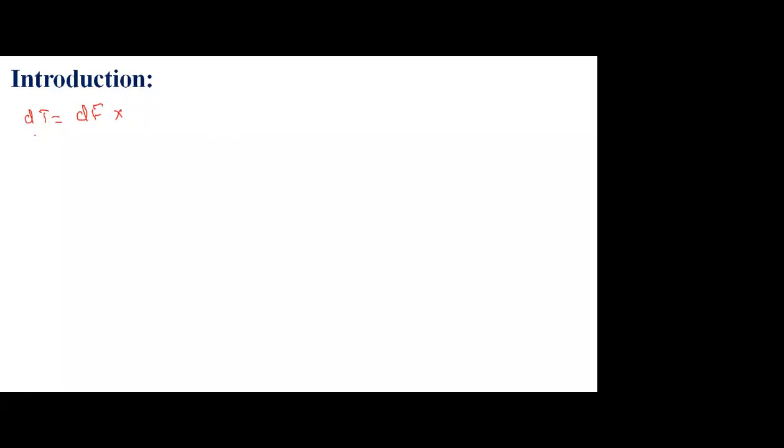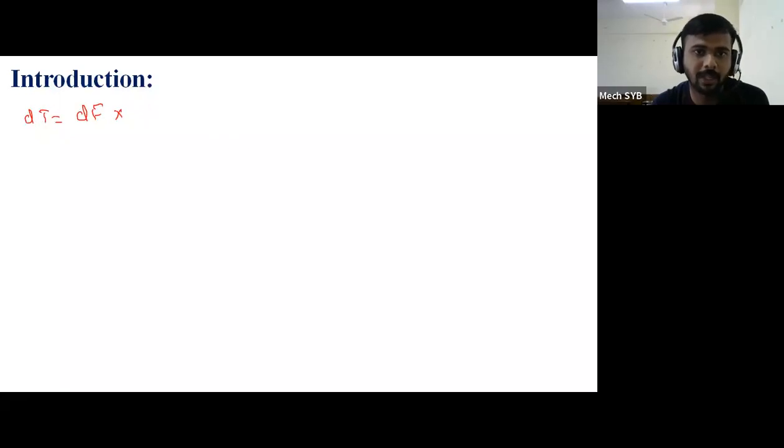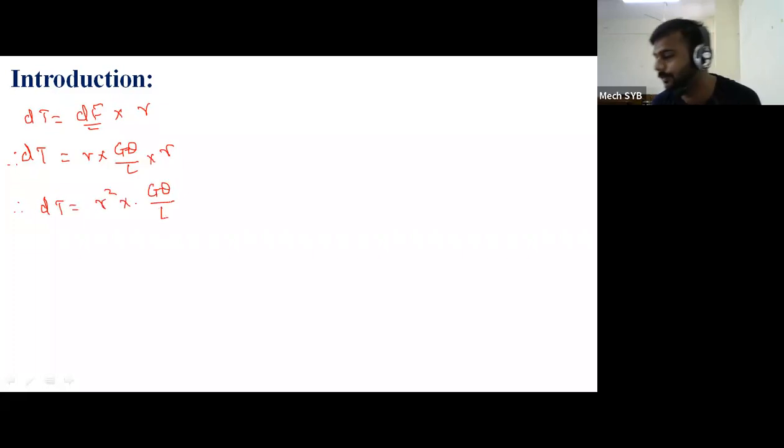Radius, correct. Therefore, force into perpendicular distance means the force we have already calculated, and radius will be considered as the perpendicular distance. Therefore dT is equal to, what is the dF value we have calculated? That is r into G theta by L into r. Therefore dT is equal to r square into G theta by L into dA.